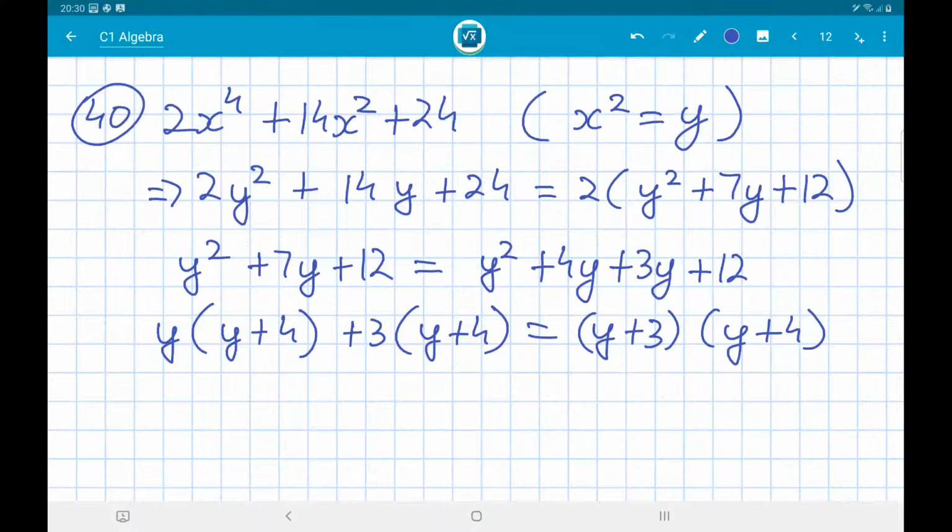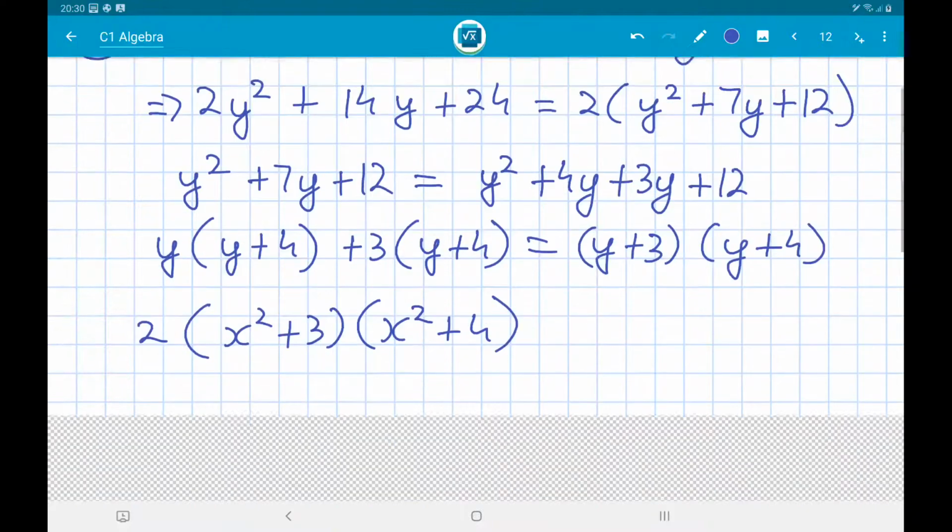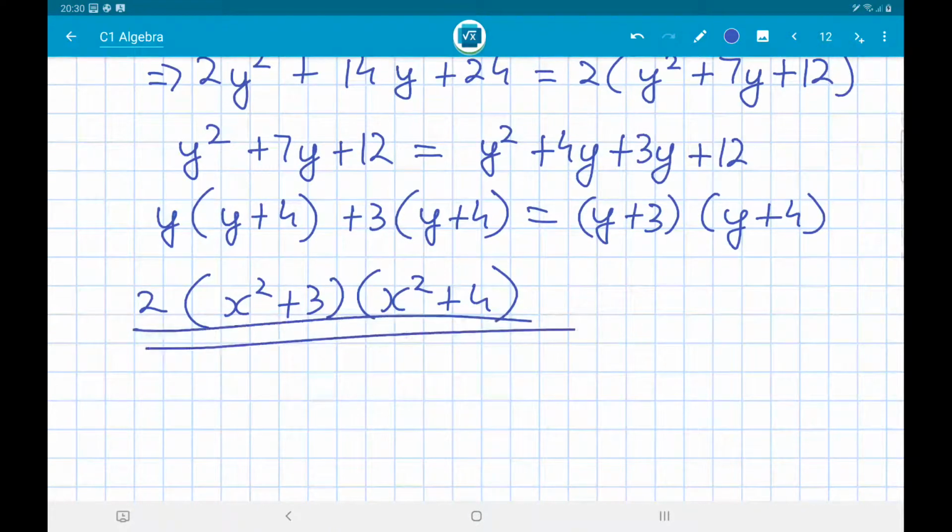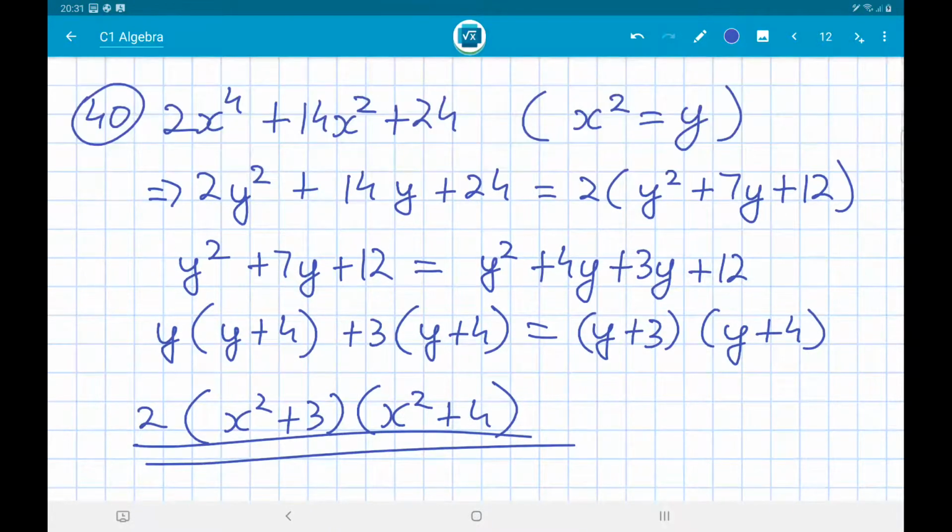And now remember, we've got to substitute the original x squared back in, right? And obviously don't forget the common factor of 2 over there. So you would end up with 2 times x squared plus 3 times x squared plus 4. And that is how you would factorize that equation.